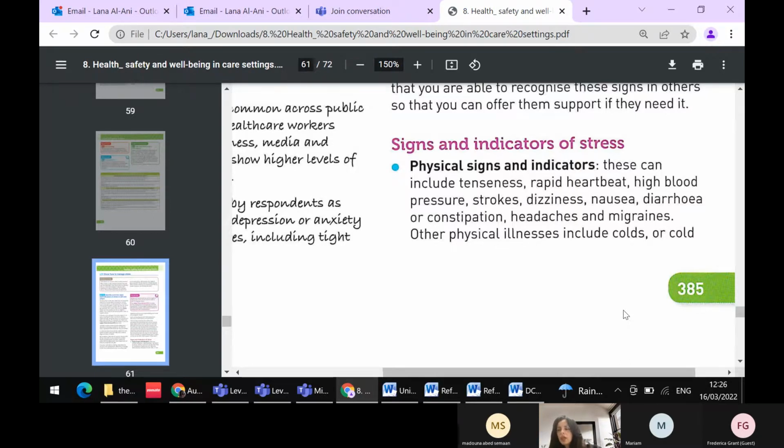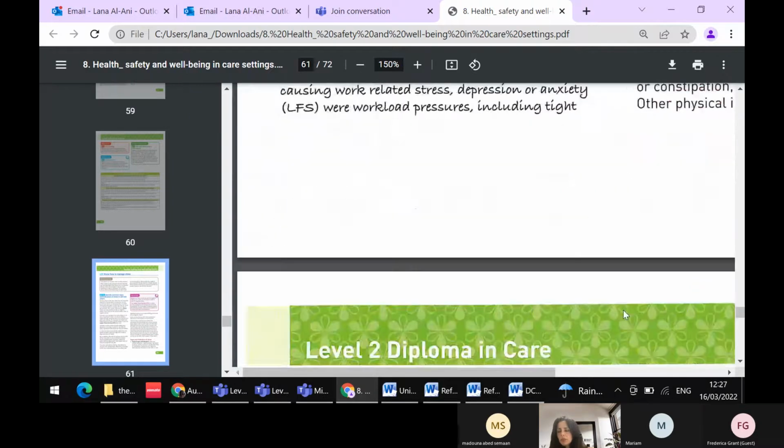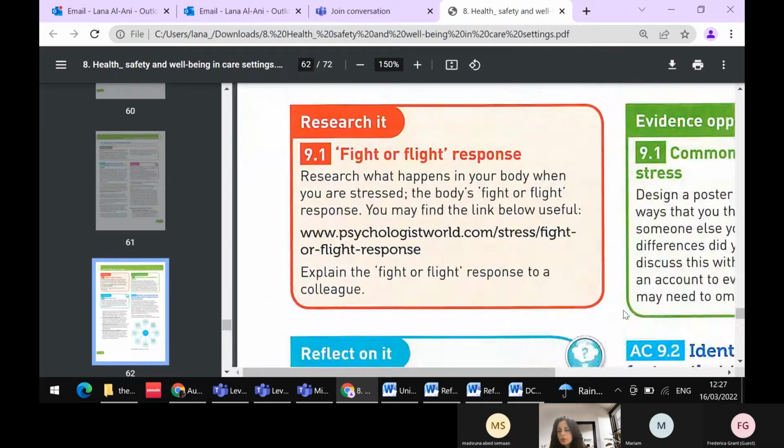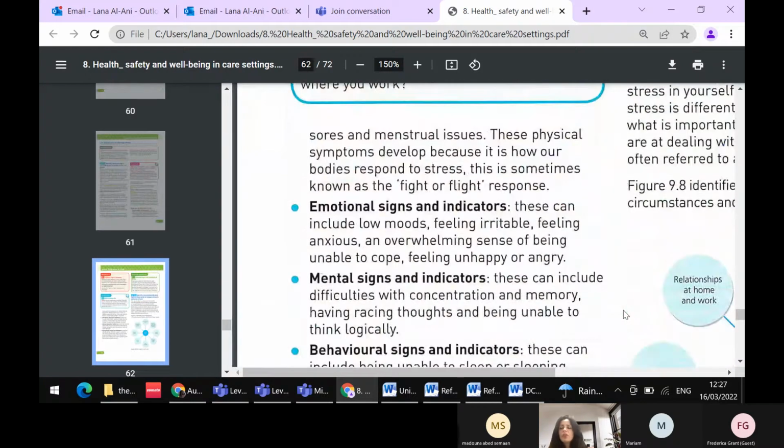Also, there are other signs which are emotional signs, indicators. What are these? These are low mood. Maybe you feel irritable. Suddenly something can make you angry for no reason. You feel anxious. You feel worried. You don't want to be there. You feel unhappy and angry at all times.